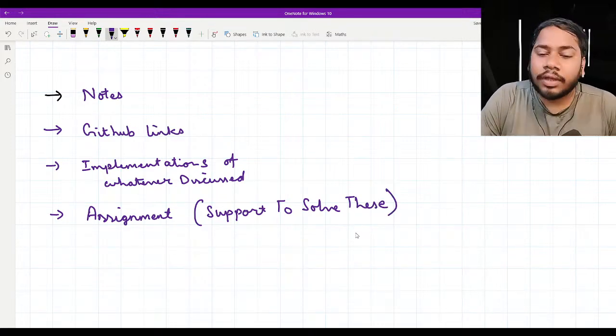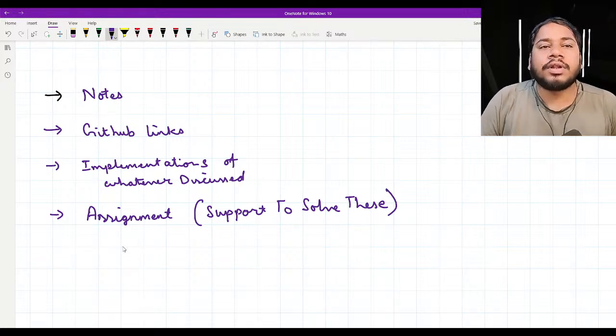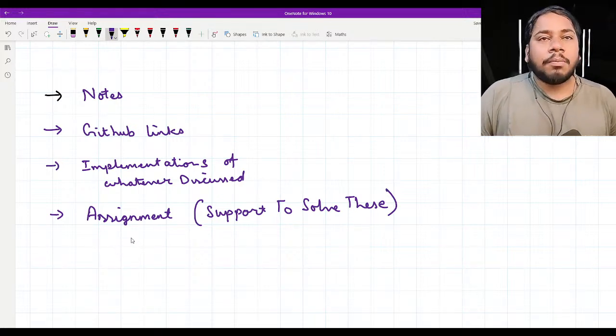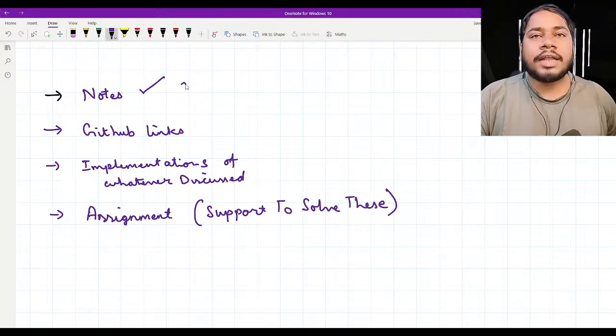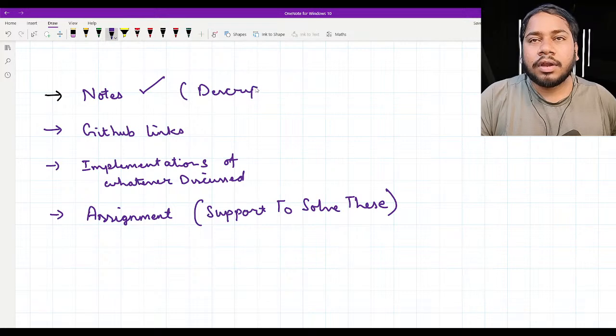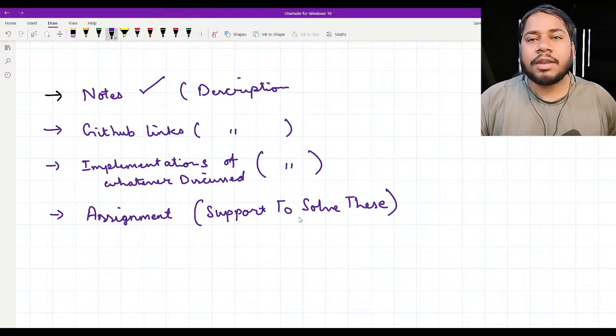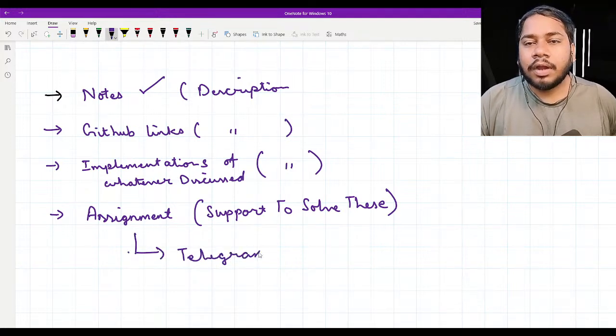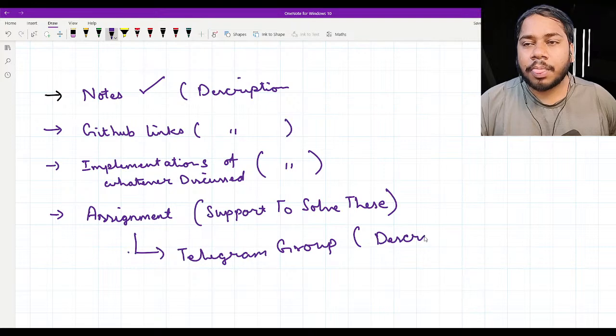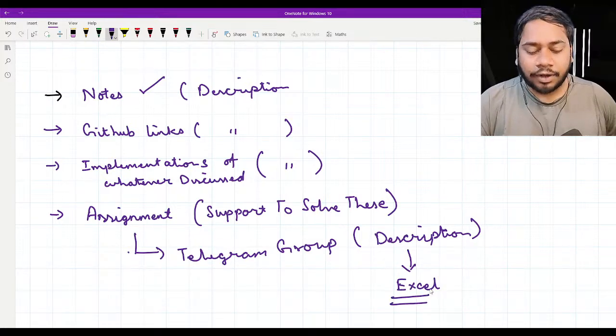Okay, anything else we have? No, nothing. Okay, we are mostly done. So notes I will attach in the description. Don't worry, I will attach in the description. GitHub links will also be in the description. Assignments, you will get in the Telegram group. And where is the Telegram group link? It is also in the description. So go to the description, join the Telegram group, and there you will get some Excel sheets, and try to solve all the questions, guys.